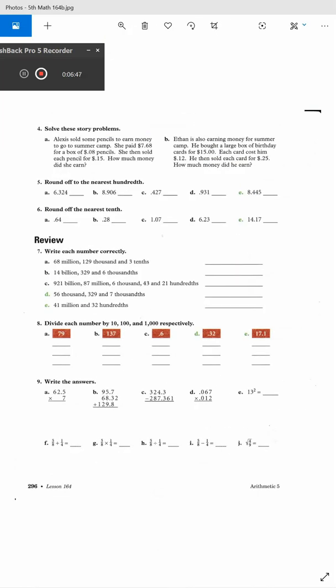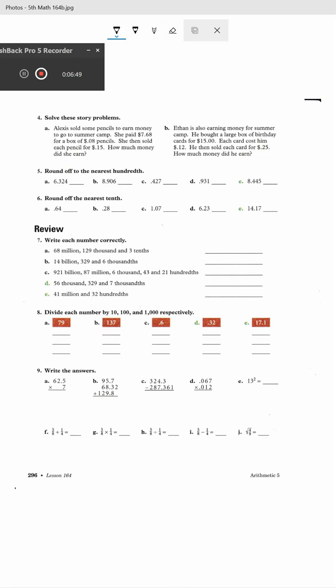All right, let's do these story problems. Alexis sold some pencils to earn money to go to camp. She paid $7.68 for a box of 8-cent pencils. Then sold each pencil for 15 cents. How much money did she earn?